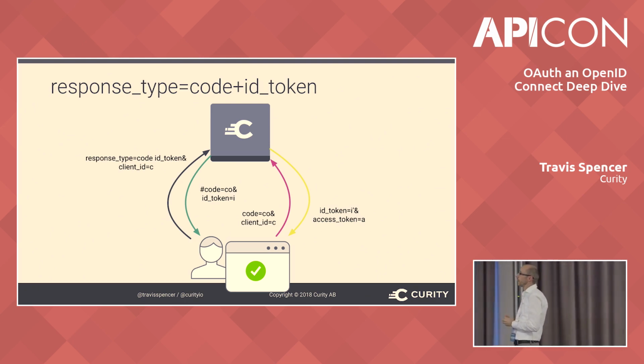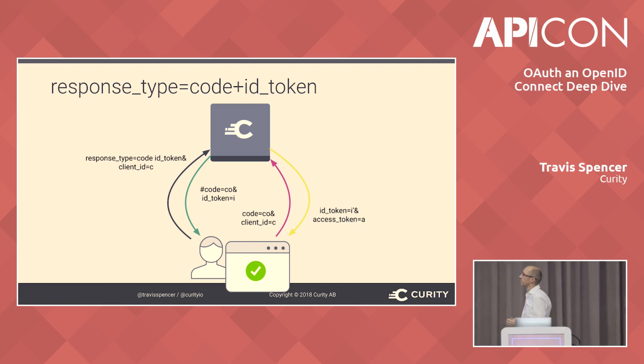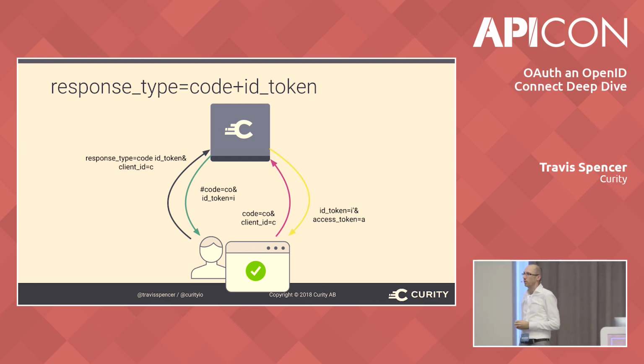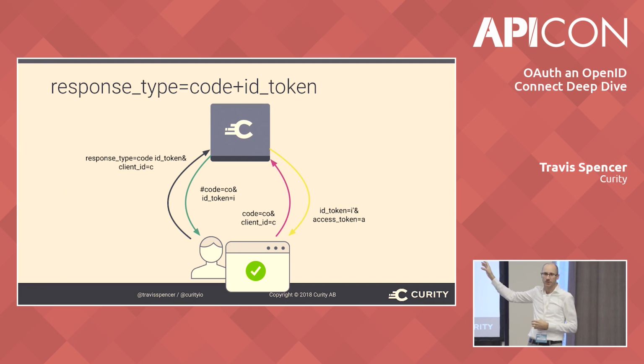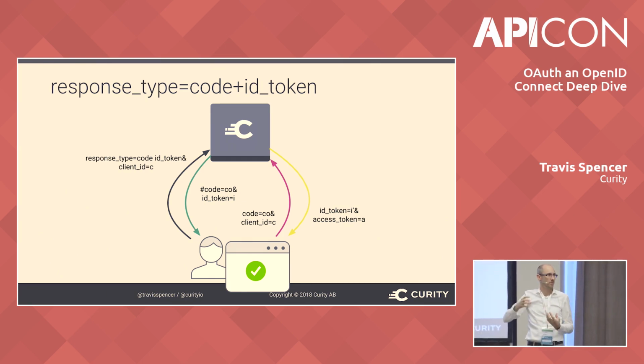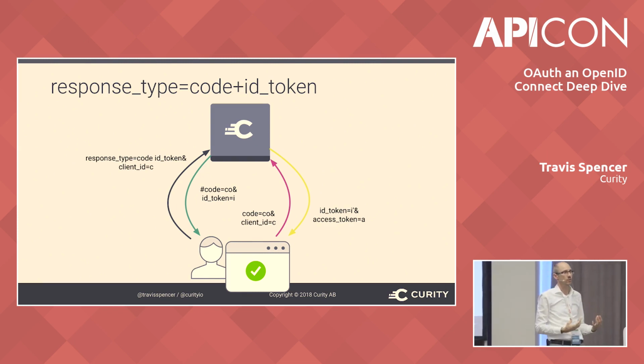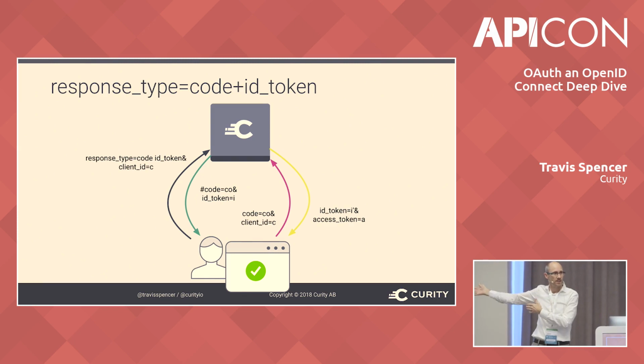Hybrid flow allows you to do that. And I mentioned, but I'll mention again, that the idea with OAuth 2 is to make applications easy to build. All the complexity moves to the server. Hence companies like Curity, who all they do is provide servers. Because they're hard, they take a lot of work. But for the client, it's very easy.